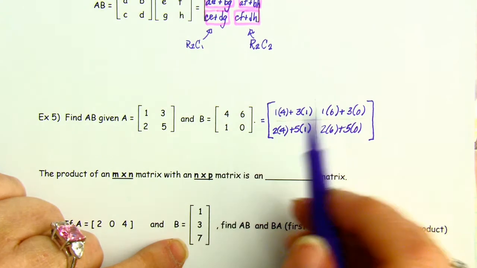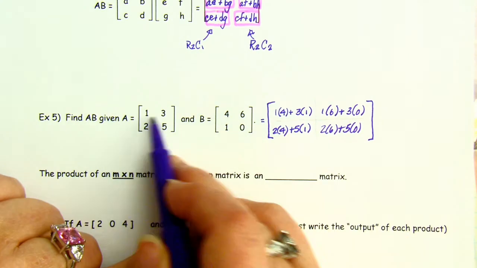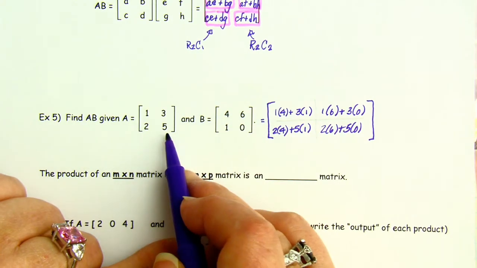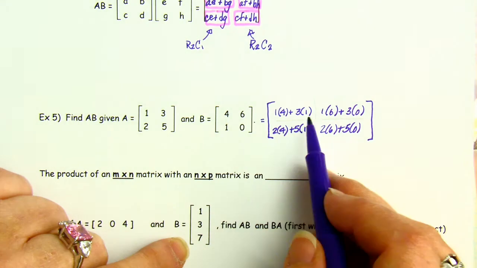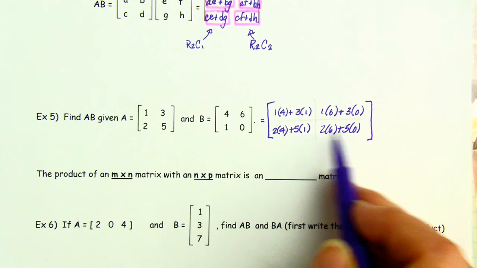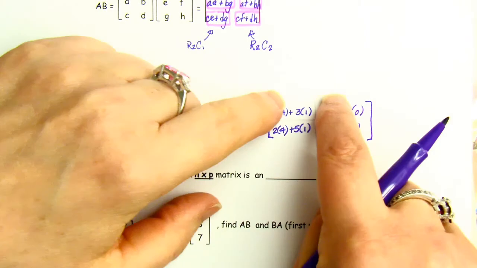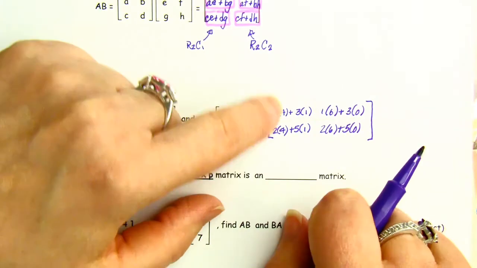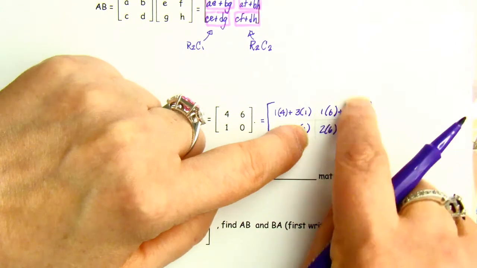So I'm looking here on the outside, 1, 3, 2, 5, 1, 3, 2, 5. And then on the inside of the parentheses, 4, 6, 1, 0. Right, these are my 4's, these are my 6's, these are my 1's, those are my 0's.